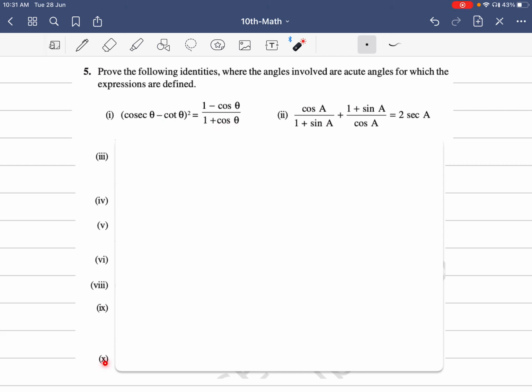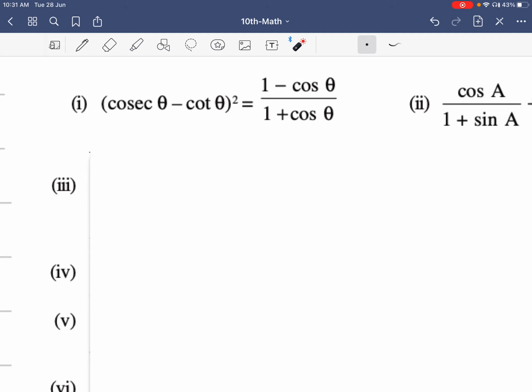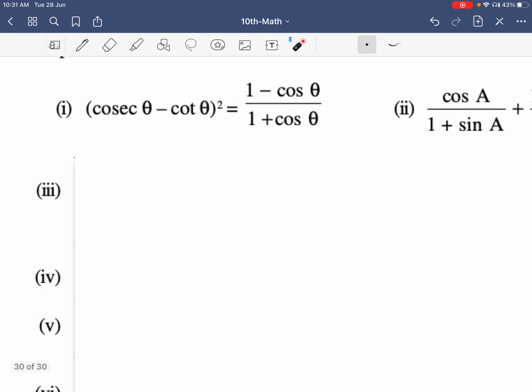So there are multiple identities given here, which I've hidden in this box. We'll first start with problem number 1. Let me zoom in. It reads: cosec theta minus cot theta the whole square is equal to 1 minus cos theta divided by 1 plus cos theta.